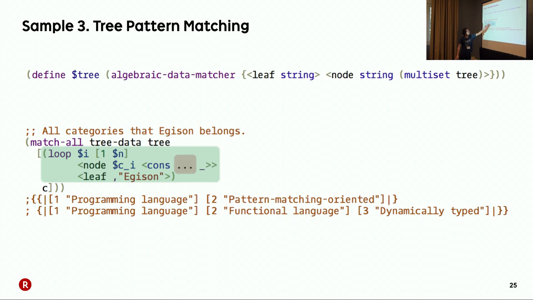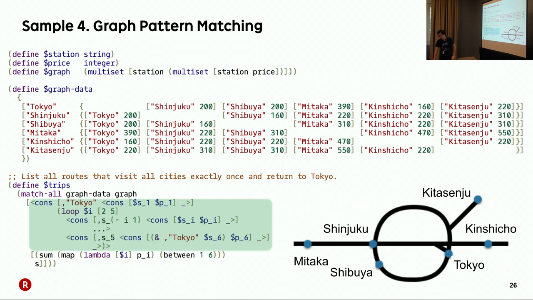We can place ellipses wherever we like. This feature allows us to use the loop pattern for arbitrary user-defined data structures. This sample demonstrates pattern matching for graphs. This solves the traveling salesman problem using pattern matching.